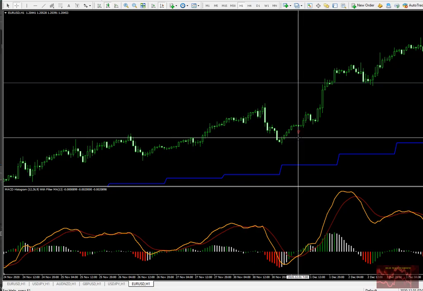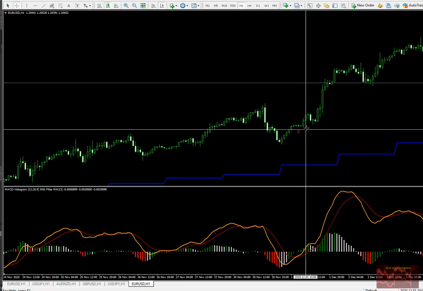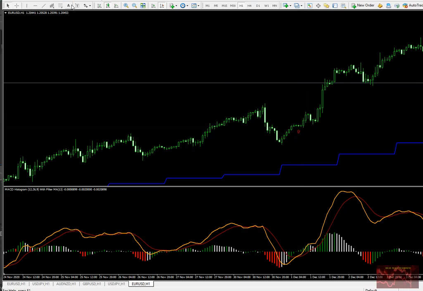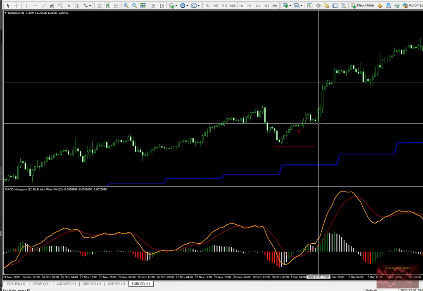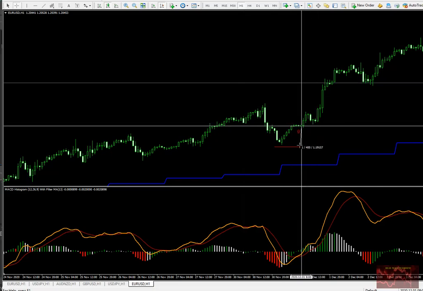That was the crossover. You would put your stop loss just under here, and you would measure how far, so say 45 pips. So we would look to gain 45 pips, which is roughly about there.